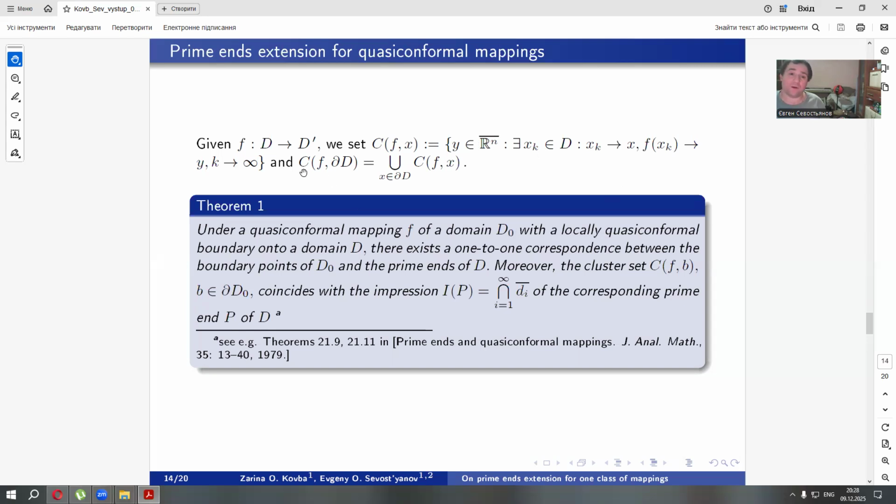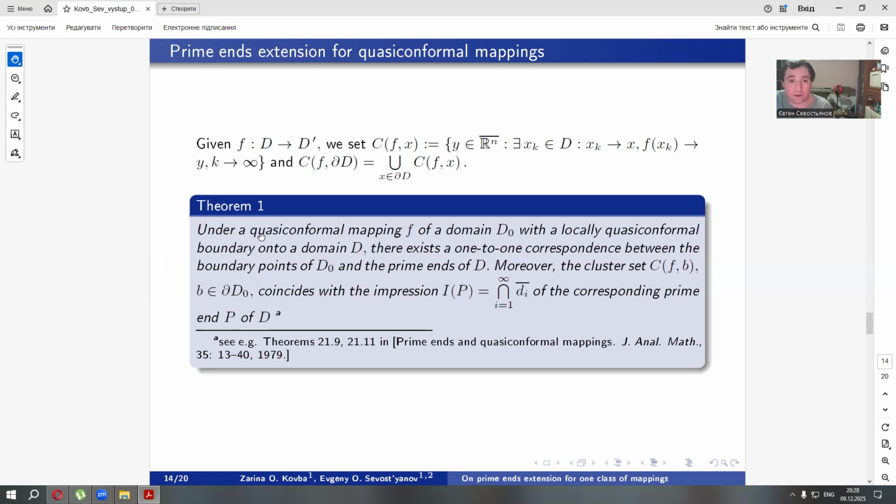Similarly, we may define C(f, ∂D). So this is the image of the boundary under the mapping f, but the mapping f may not be defined on the boundary. This is an analog of the mapped set of the boundary, where f is not defined on ∂D, generally speaking.